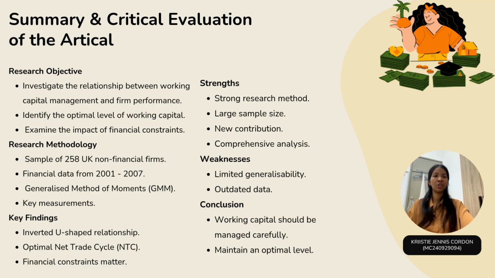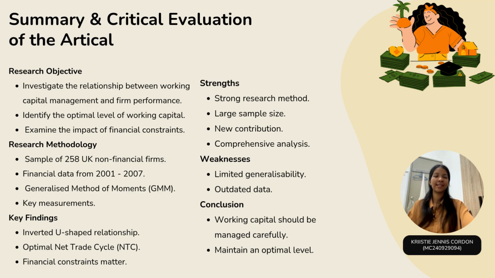The second point is research methodology. The study analyzed data from 258 publicly listed companies in the UK, and a total of 1,606 firm-year observations were collected over 7 years. The GMM, which is Generalized Method of Moments, was also used to improve the accuracy and reliability of the research findings. Tobin's Q measured firm performance, while Net Trade Cycle, NTC, measured working capital management.